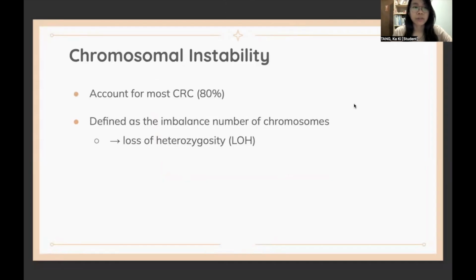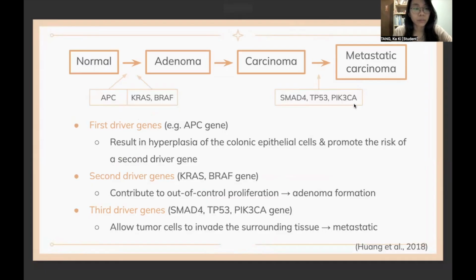I will first talk about chromosomal instability. Chromosomal instability accounts for most colorectal cancer and can be defined as an imbalanced number of chromosomes, resulting in loss of heterozygosity. Multiple driver genes are involved in the cancer progression, and they can be defined into 3 categories: first driver genes, second driver genes, and third driver genes.